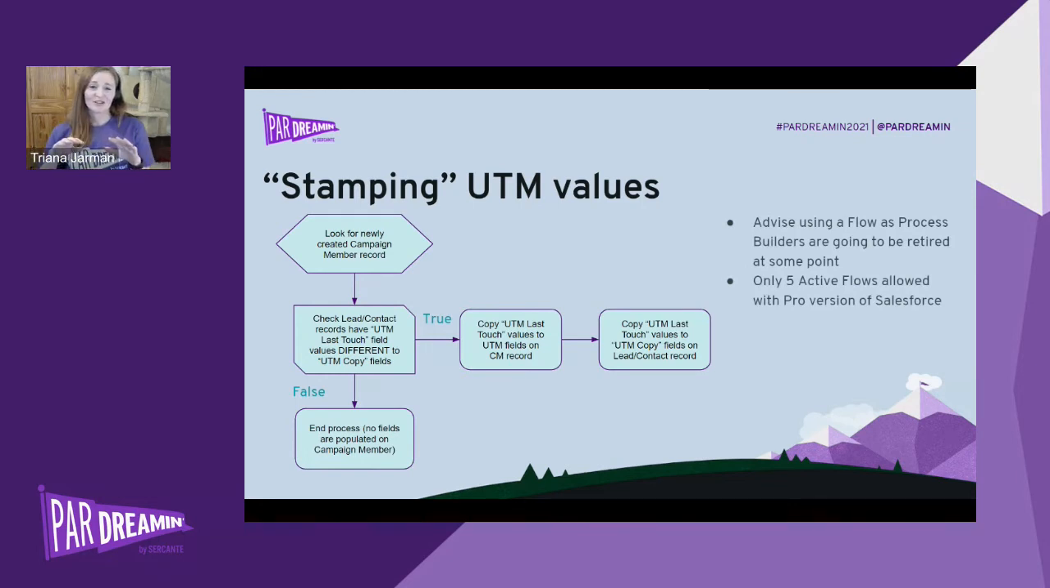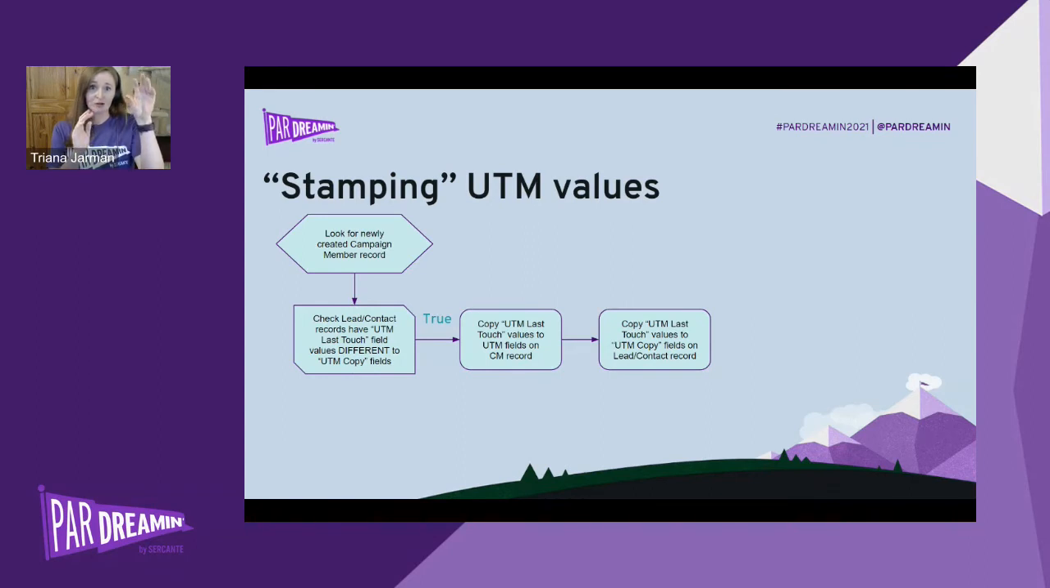If they are different, then what the flow is going to do is copy the values from the UTM last touch fields into the UTM fields of your campaign member record. For context, the copy fields are like a control. Imagine the very first time someone engages with you and your website and their UTMs are being captured in Pardot. They're passed through to the lead object and filled in on the last touch fields, right?